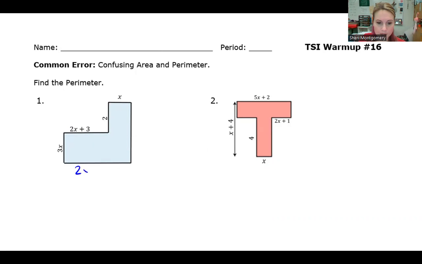We have 2x plus 3 and then plus x. So this side is made up of this length and this length. So what would this side be? Sure, 3x plus 2.